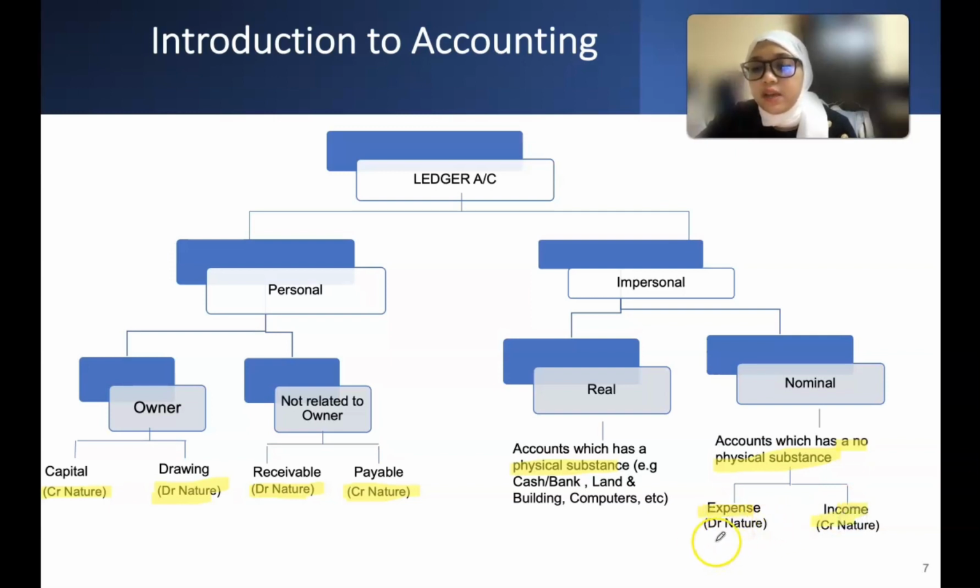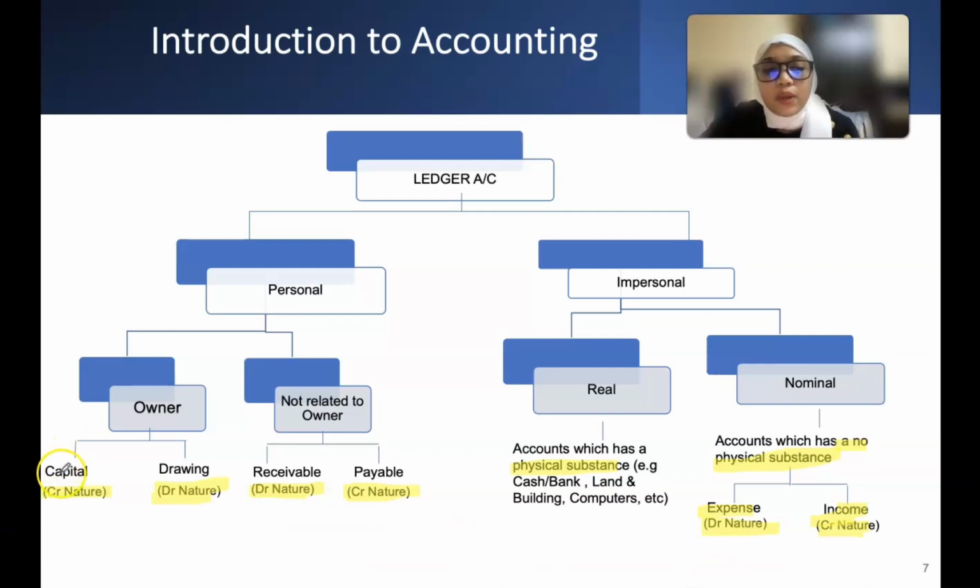Expense always has a debit nature. Income always has a credit nature. These natures are all fixed. They will never change. This is one thing you need to memorize.